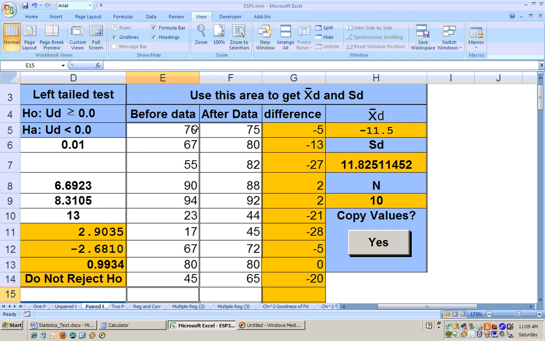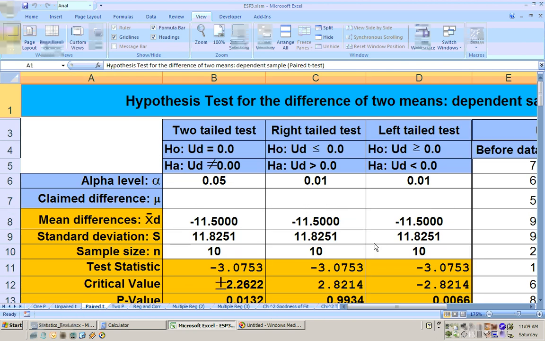This guy, 70 minus 75, he actually went up 5 points on his score, but the average increase was 11. Like this person right here, after the herbal treatment, they went up 27 points. The average increase was 11.5 with a standard deviation of 11.8, and here's my sample size. Copy those over, and we're going to be doing a left-tail test on this.